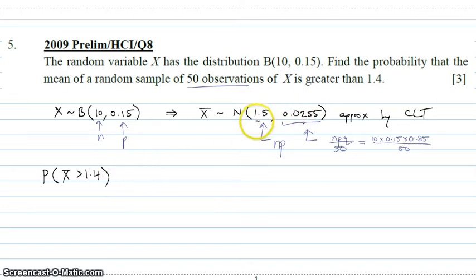Your lower bound, of course, will be 1.4. Your upper bound is infinity. Mean is 1.5, and standard deviation is the square root of this number. And what do you get? You get 0.7344, or 0.734 to 3 significant figures.